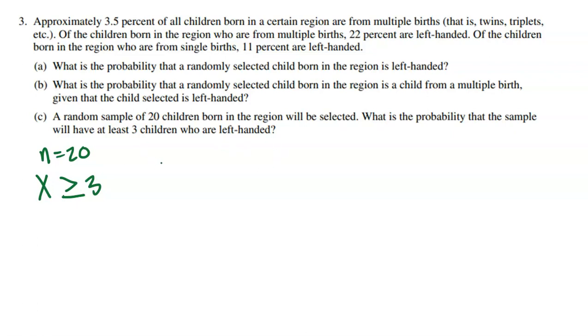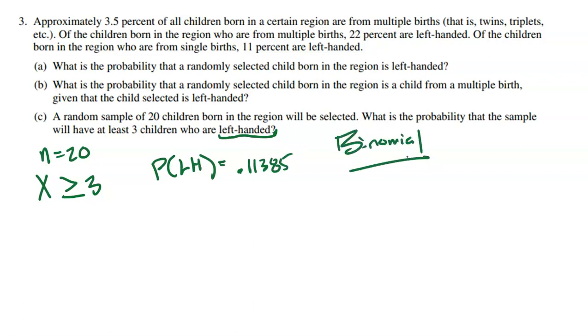Now, the only other piece of information I need to answer this question is the probability of being left-handed. What is the probability that a person is left-handed from this region? Oh my gosh, once again, I already answered that all the way back in problem A, so that's 0.11385. So this is a binomial distribution. Why? Because I was given a specific number of trials, in this case 20 people, and the probability of success, which I actually kind of found on my own. I'm looking for left-handed, so anytime I find a left-handed person, that's a success. That's what makes this binomial.